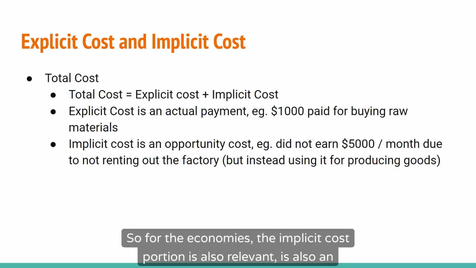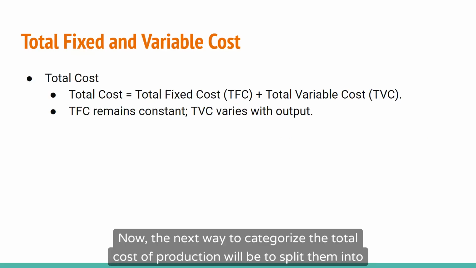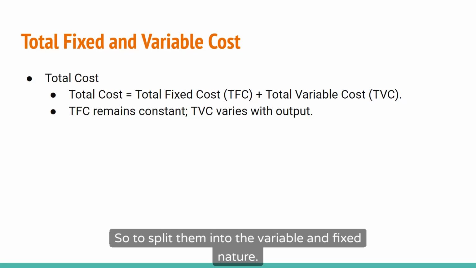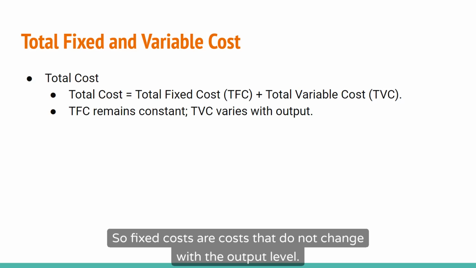So for the economists, the implicit cost portion is also an important consideration. Now, the next way to categorize the total cost of production will be to split them into variable and fixed. For fixed costs, we say that these are costs that do not change with the output level.